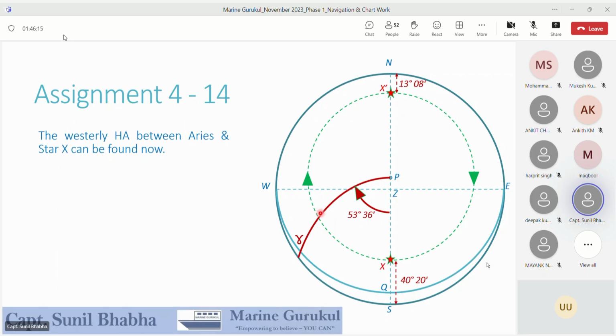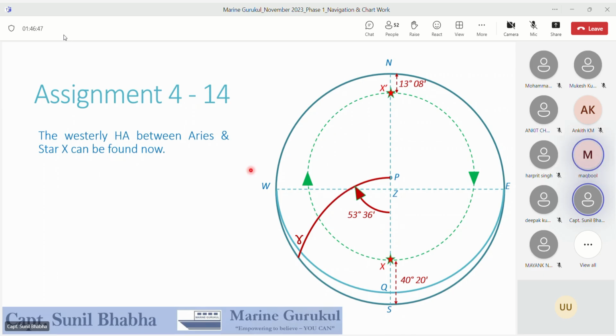Sir, in this question, you have just randomly plotted this Aries, right, sir? Anywhere in the diagram. No, beta, we have not randomly plotted it. We have plotted it as per the LHA of Aries, 53 degrees 36 minutes, from the observer's meridian, right? Yes, we have plotted the meridian of Aries 53 degrees 36 minutes west of the observer's meridian.